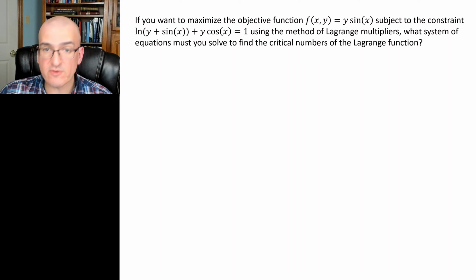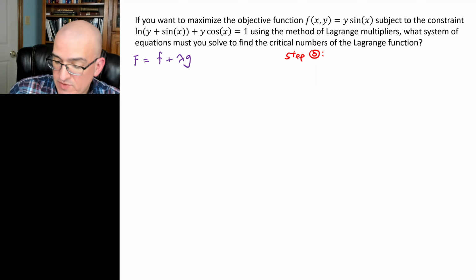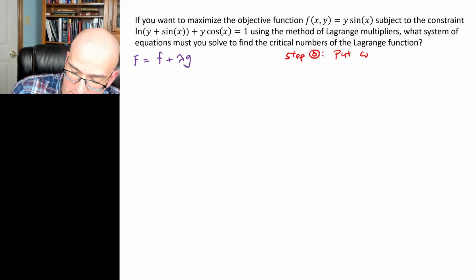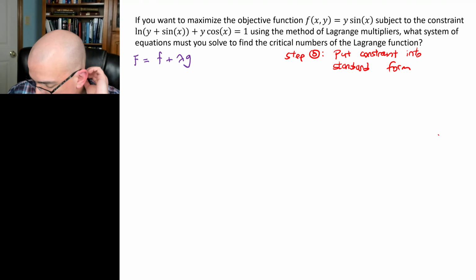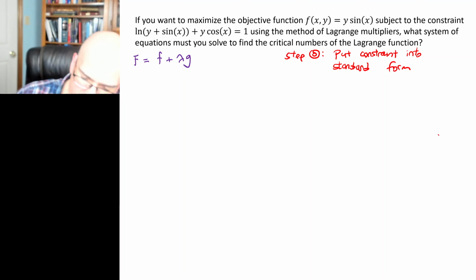We would need to start by creating the Lagrange function. Capital F is equal to little f plus lambda times g. And actually we have to do one further step, or one step 0, often missed: we need to put the constraint into standard form. This is also a multiple choice type question without the options, but we'll just pretend there's options there. We'll pick the right one.